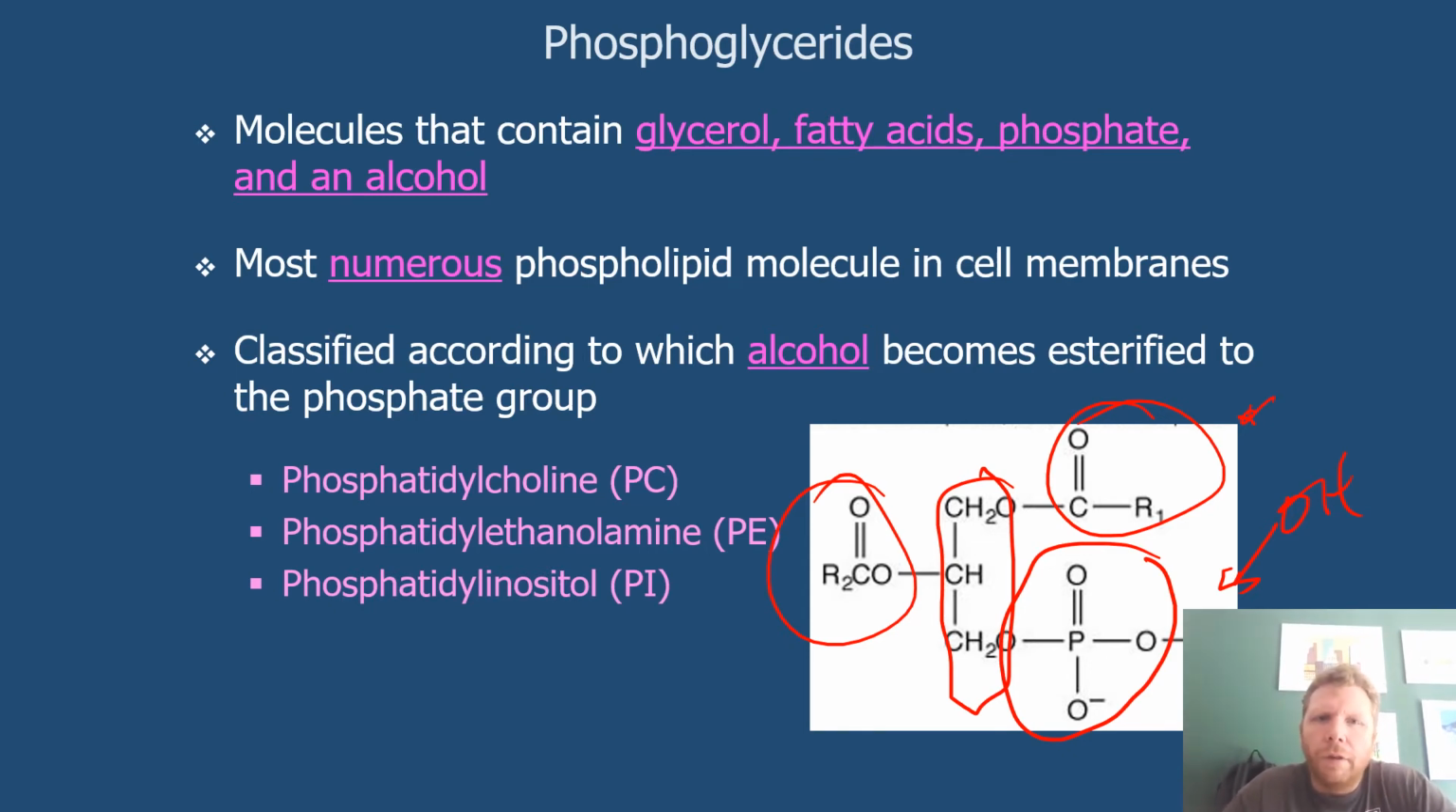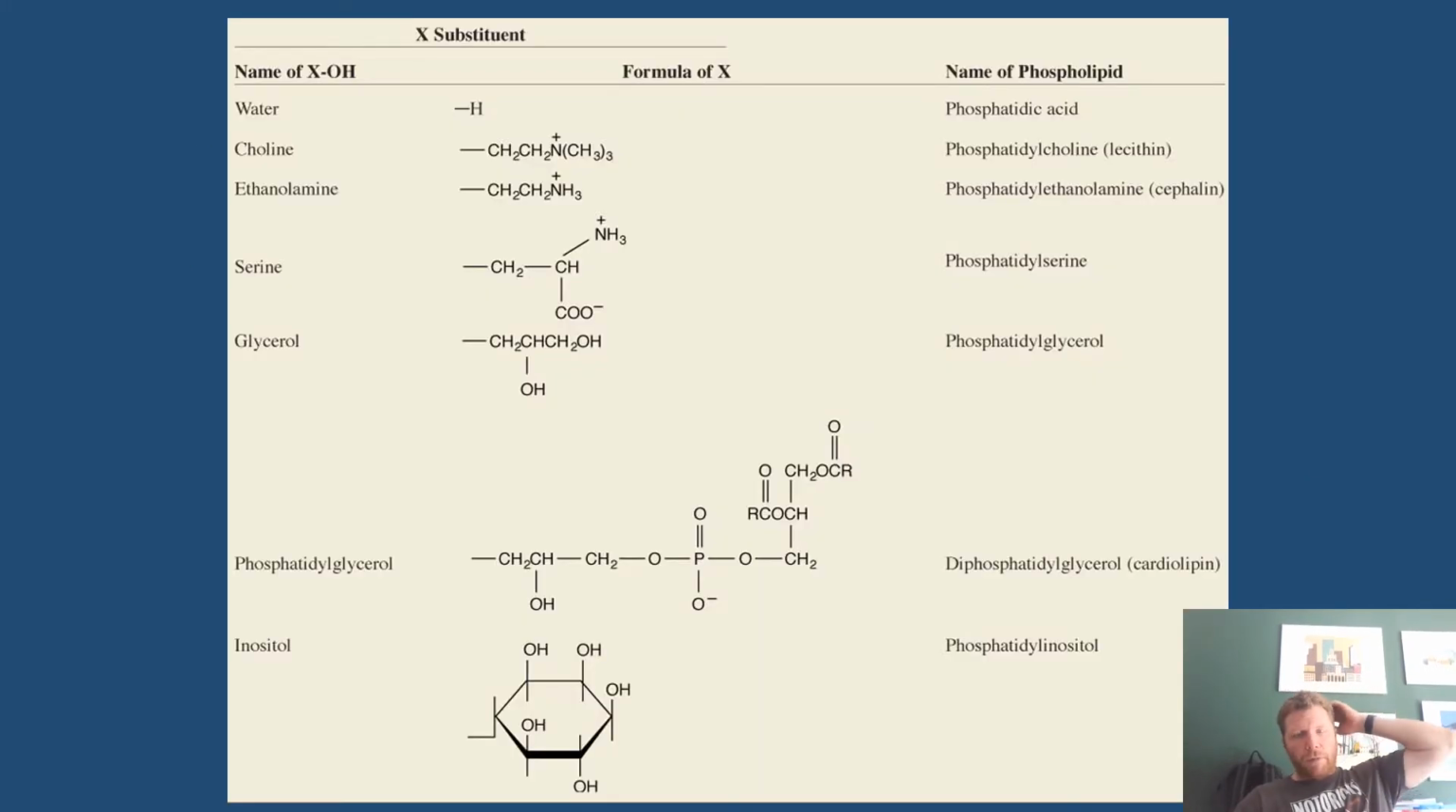Now, these are the most numerous phospholipid molecule in cell membranes. They're classified according to which alcohol becomes esterified to the phosphate group. So this group right here, the one that I've underlined that my head is blocking, is where our modification is going to take place. And here are all of the different molecules that can basically be added in place of that alcohol. So a phosphoglyceride will have two fatty acids, and then it will have a phosphate, and then one of any number of these things added to it.